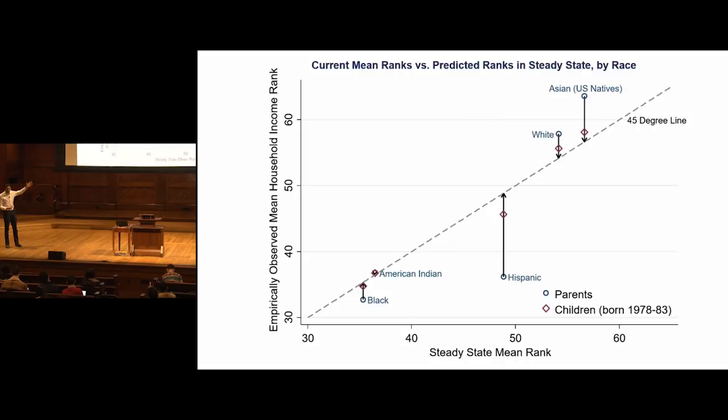And so the types of solutions you might think about in the context of inequality and disparities between Hispanics and whites are very different than the types of issues you'd think about between Blacks or Native Americans and whites. And then finally, coming to whites and Asians, you see that they're also very close to their steady states. In particular, Asians, while they currently have much higher incomes than whites, because their intergenerational mobility looks pretty similar to whites, we think they're going to converge to incomes that look pretty similar to whites over time, especially as the immigrant share falls across generations.